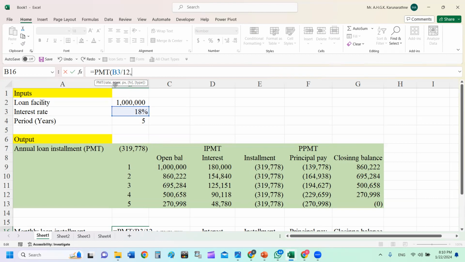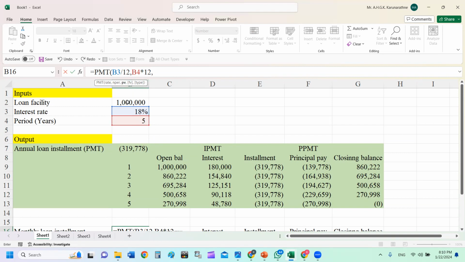Then the next one, number of payments. Loan period, right? The number of payments is the loan period, 5 years. If you pay on a monthly basis, your number of payments will not be 5 years. It will be 5 times 12. 5 times 12. Comma. Then PV.